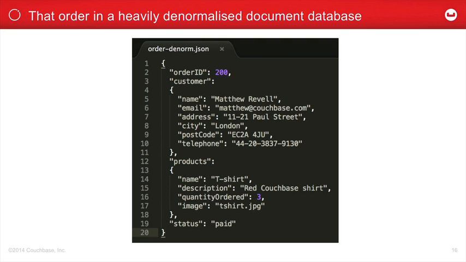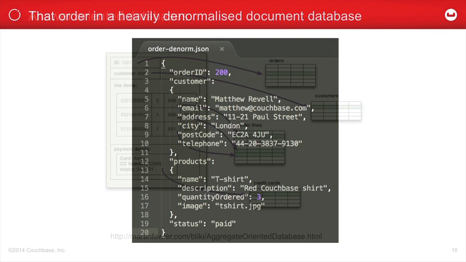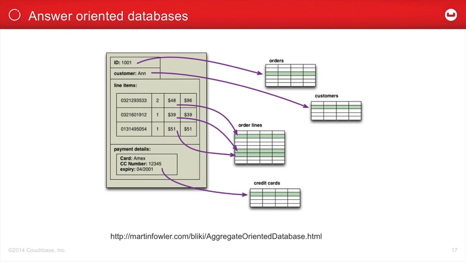So if we go now to have a look at that order that I showed you with the tables, this is how it might look in a very heavily denormalized document database example. We've basically got the entire details of the order, including things like the description of the item, in that one document. And this brings me on to aggregate-oriented databases, or we could think of them as answer-oriented databases.